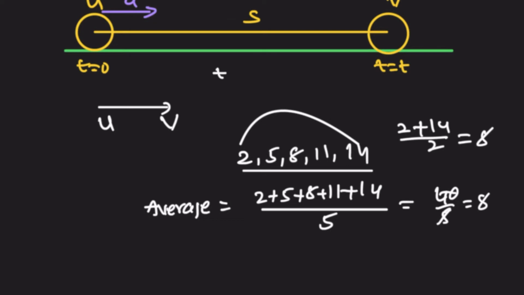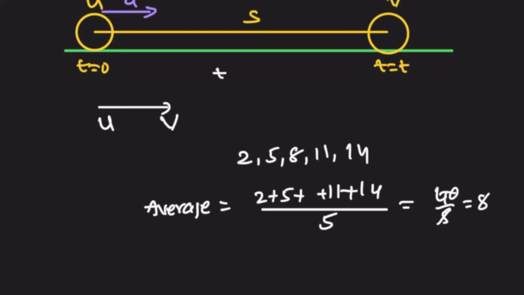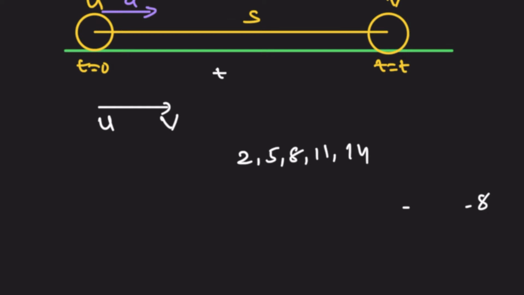So what is the average here? That is (initial plus final) by 2. Average means it becomes uniform. Let's see here, the average of all these numbers is 8. So 14 is written as 8 plus 6, so 14 is nothing but 8 plus 6. So plus 6 is added to 2, so 2 plus 6 is 8.